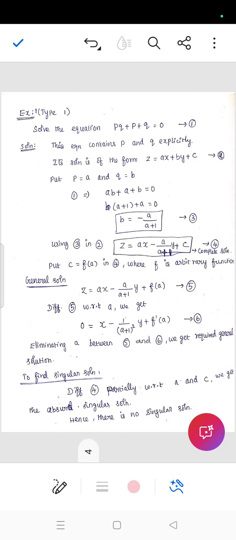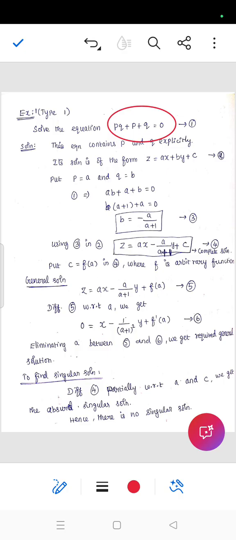So see, for the type 1 equation, pq plus p plus q equal to 0. This is the given problem, which is of the form f of p comma q equal to 0. So in this structure, what do we do? This contains p and q explicitly. There is no other function, p and q are explicit, so its solution is of the form z equal to ax plus by plus c.